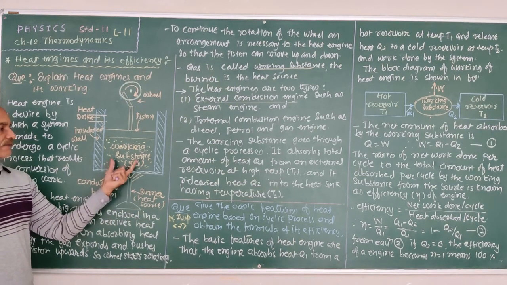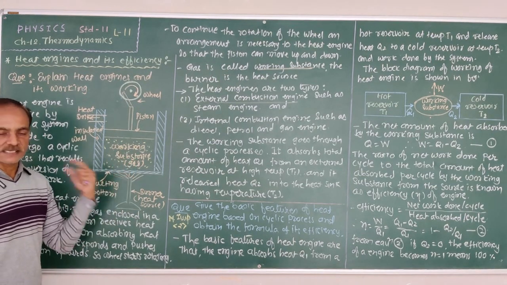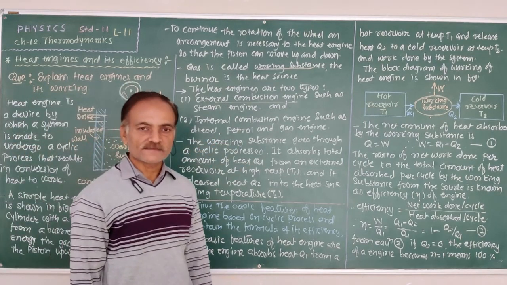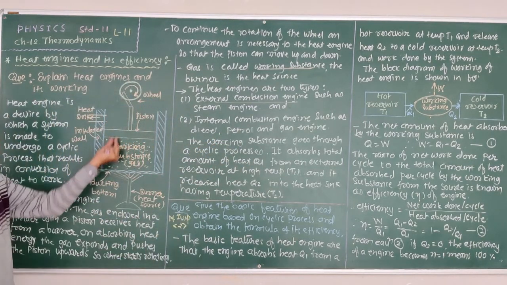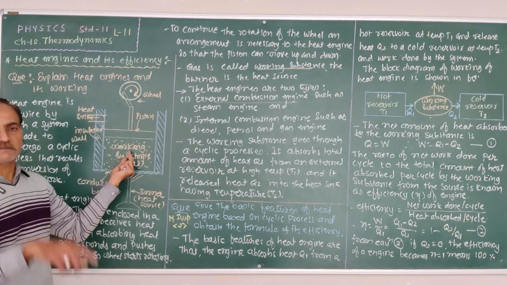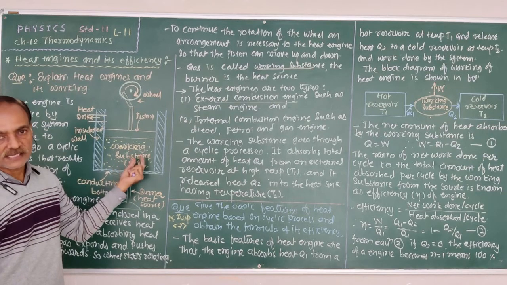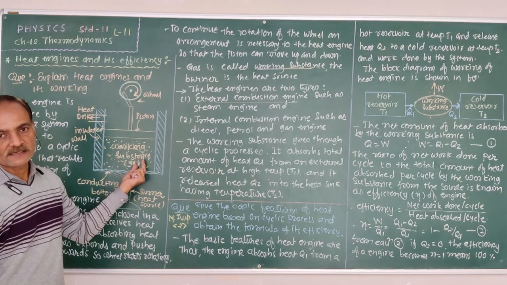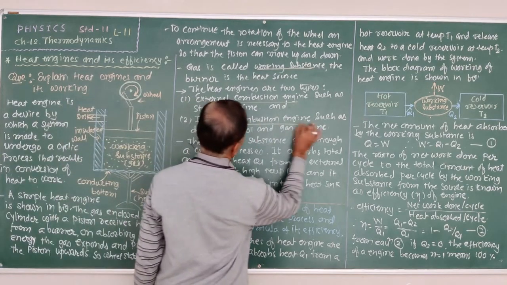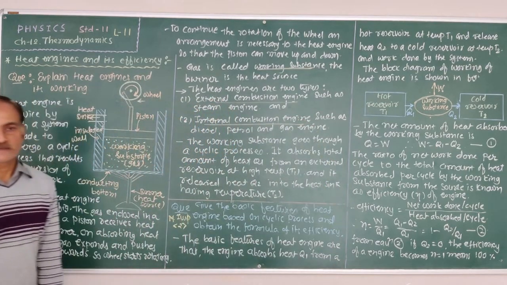Because the fire takes place outside the piston cylinder arrangement. While in our petrol, diesel or the gas engine, the fire takes place inside the piston cylinder arrangement. That means the working substance is fire. So this type of engine is known as the internal combustion engine.